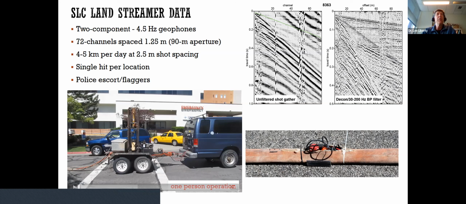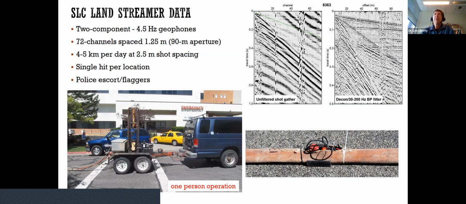For this experiment, we used 2-component 4.5 hertz geophones. I'll show you why in a second. We had 72 channels out, so we had a 90-meter aperture because we had 1.25 meter spaced geophones. That's to not alias our surface waves at the frequencies that we care about. We were acquiring about 4 or 5 kilometers per day at 2.5 meters shot spacing. We would thump the ground once, move up, and we had police escort, like I said, or flaggers.